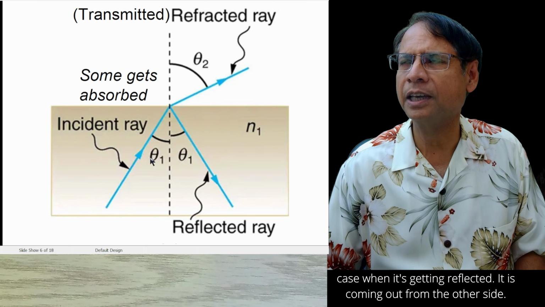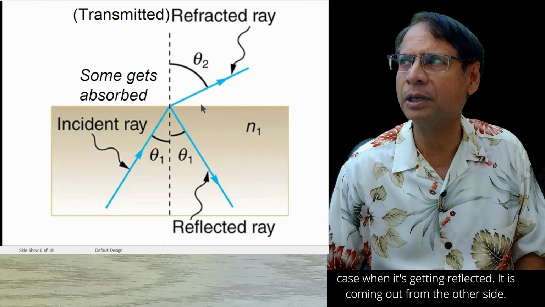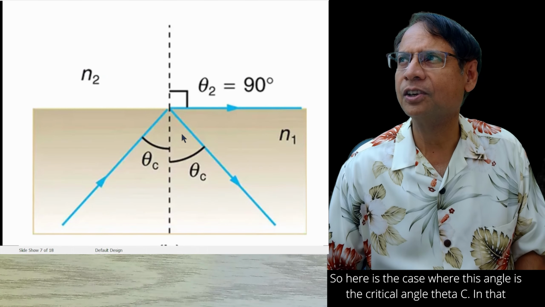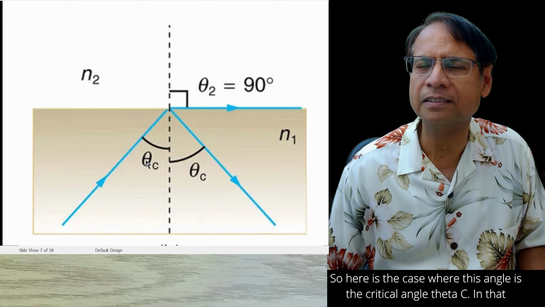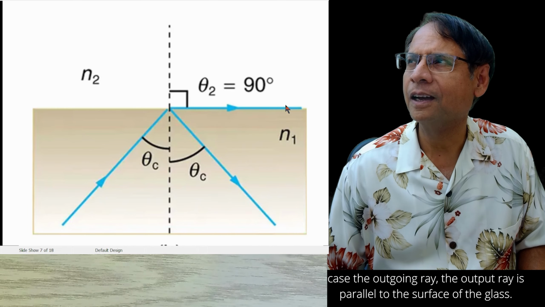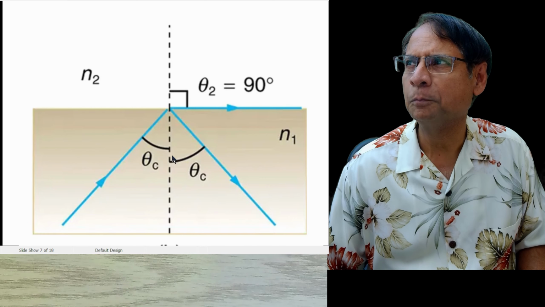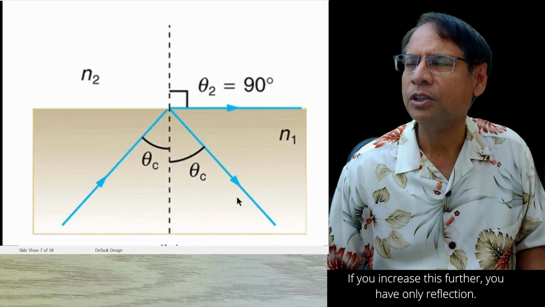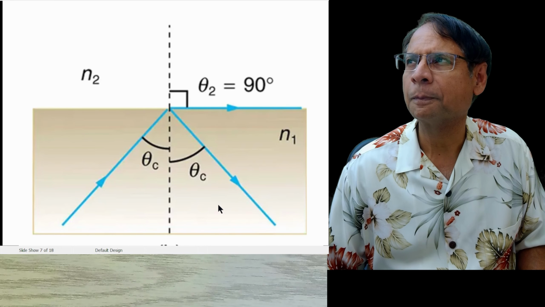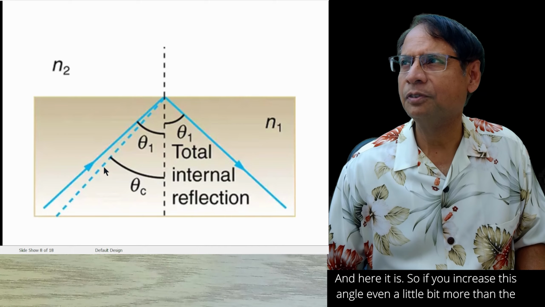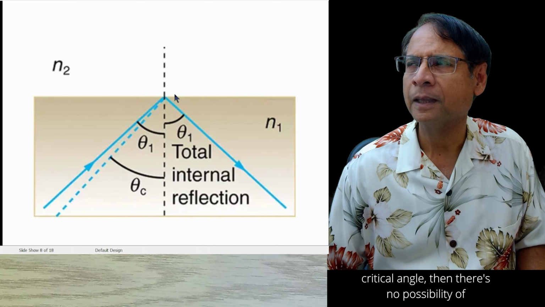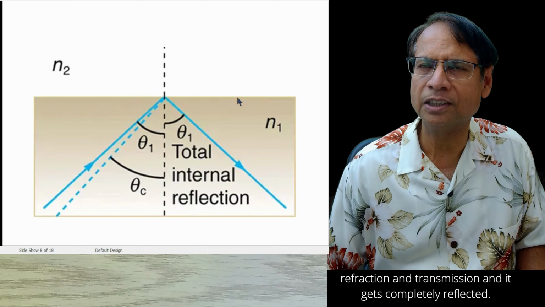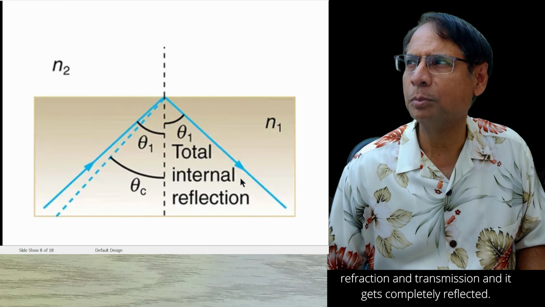So this is the case when it's getting refracted. It is coming out from the other side. So here is the case where this angle is the critical angle theta c. In that case, the output ray is parallel to the surface of the glass. If you increase this further, you have only reflection. And here it is. If you increase this angle even a little bit more than the critical angle, then there's no possibility of refraction and transmission, and it gets completely reflected.